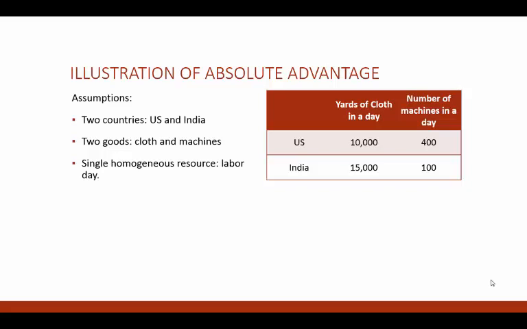It's clear that given our definition of absolute advantage, the US has an absolute advantage in producing machines, since in a day, with devoting all of labor toward a single good production, 400 machines can be produced in the United States, whereas only 100 can be produced in India. Similarly, India has an absolute advantage in cloth production, since in a day it produces 15,000 yards of cloth compared to only 10,000 yards in the United States.